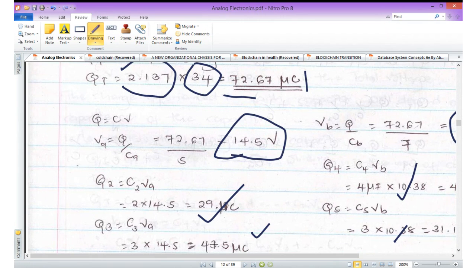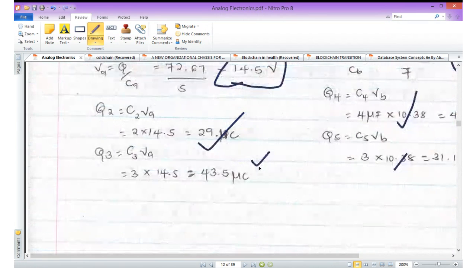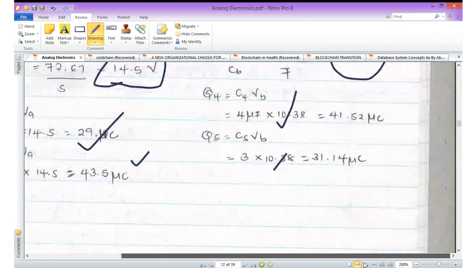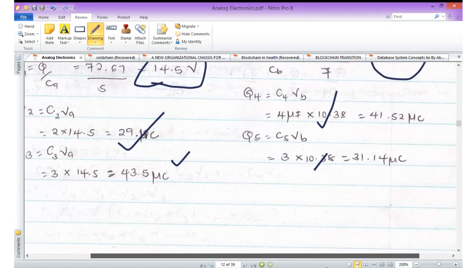But now, per circuit, the total coulombs of charge must reflect the original value of charge for our circuit. So if you check the examples there, that's what is being calculated there. Q4, Q5, Q3, Q2.